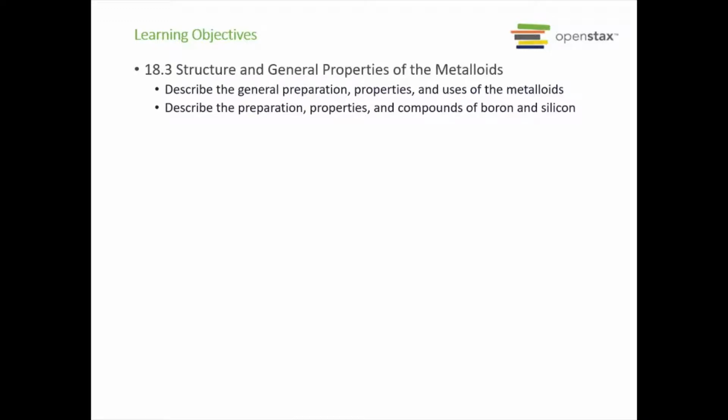Moving on to 18.3, structure and general properties of the metalloids. Here we're going to describe the general preparation, properties, and uses of the metalloids, and then describe the preparation, properties, and compounds of boron and silicon.